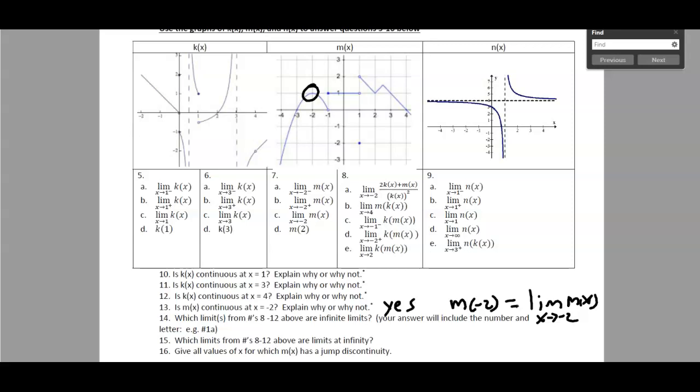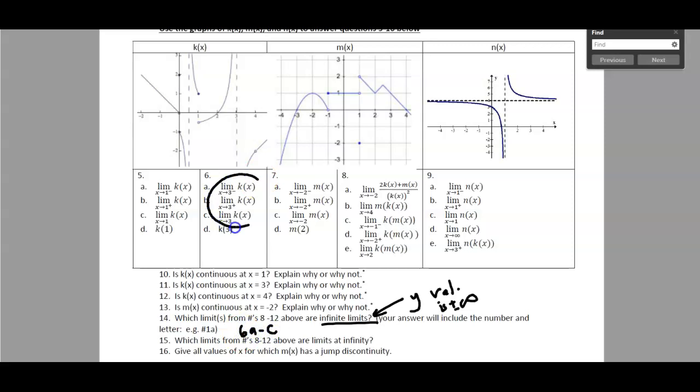All right. Number 14. Which limits from numbers 8 through 12 above are infinite limits? So an infinite limit is one where the y value is infinity, and it could be plus or minus. So one where the y value is positive or negative infinity. So basically you have to look at your answers. So for numbers 6a through c, these were all infinity answers in case you guys forgot. So those are examples of infinite limits.